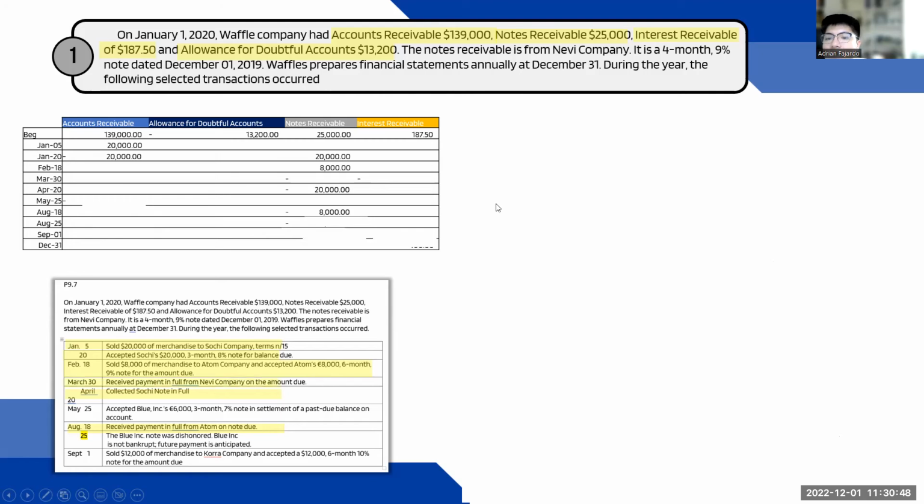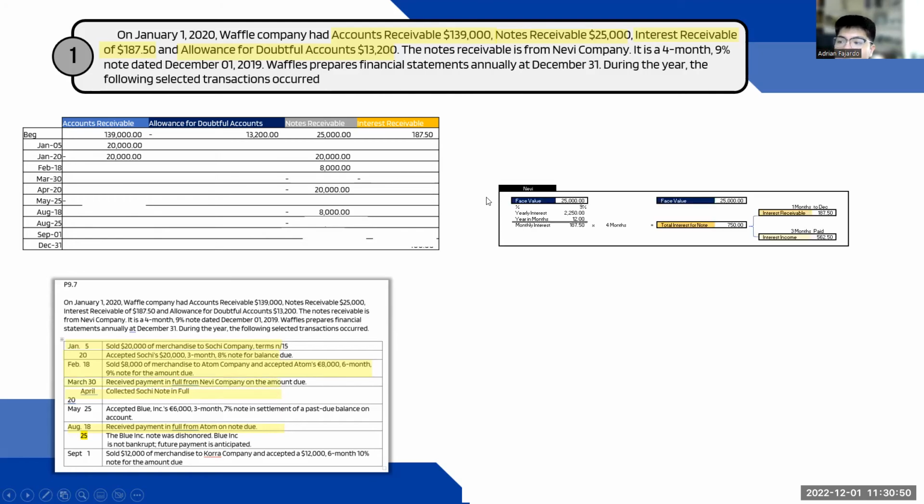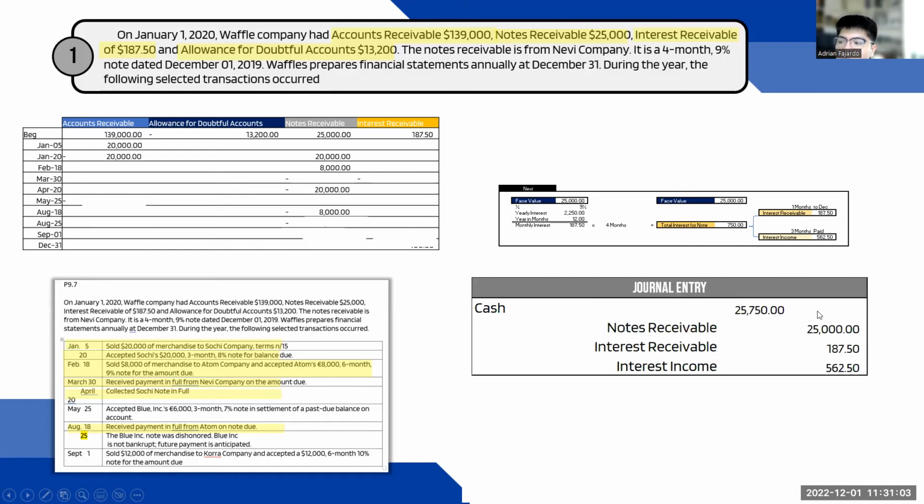Next, Nivay Company. Nivay Company, ito yung nasa beginning of the year. Kaya, 25,000 and may 187.50 na interest receivable. So, when we collect, it's just gonna be 25,000 and then may interest receivable of 187.50. So, magsusubtract ng 25,000 in notes receivable and 187.50 here. So, we're done with three companies, Sochi, Nivay, Atom.